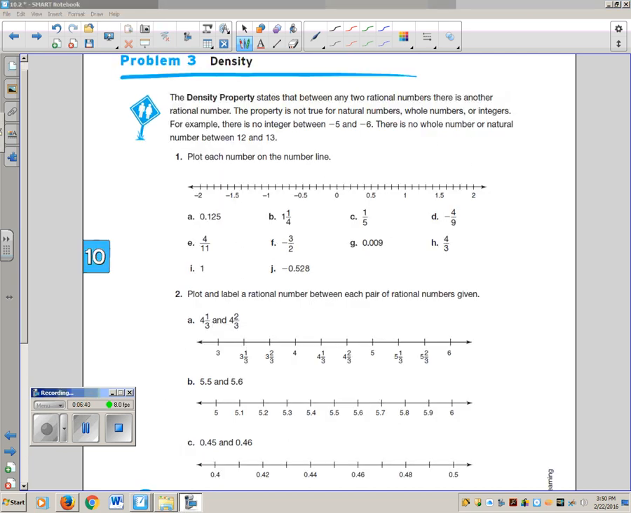All right, the last problem in this section, problem 3, is the density property. All the density property says is you can squeeze another number in between two numbers. First, we're going to graph. So we've got 125 thousandths. It is positive. It's going to be right about there. Put 0.125. 1/4. Right about here.